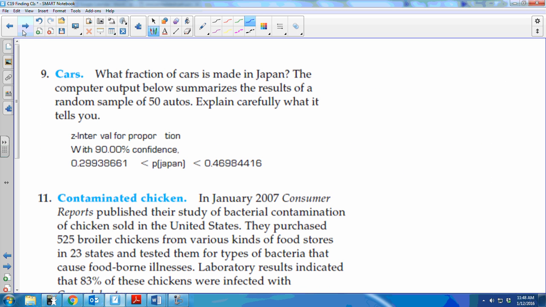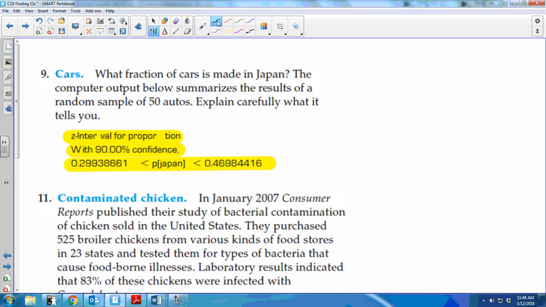So, on the very first question, again, they already give us the interval. What fraction of cars is made in Japan? The computer output below summarizes the results of a random sample of 50 autos. Explain carefully what it tells you. So you already know it's a Z interval, because they tell you. You know what level of confidence they use, because they tell you. And they gave you the interval already. So all we're doing is explaining the meaning. So we're giving the last piece, that sentence.